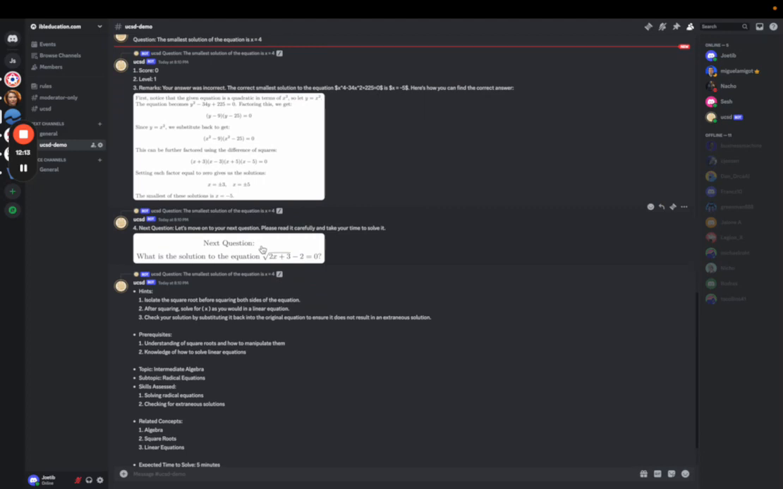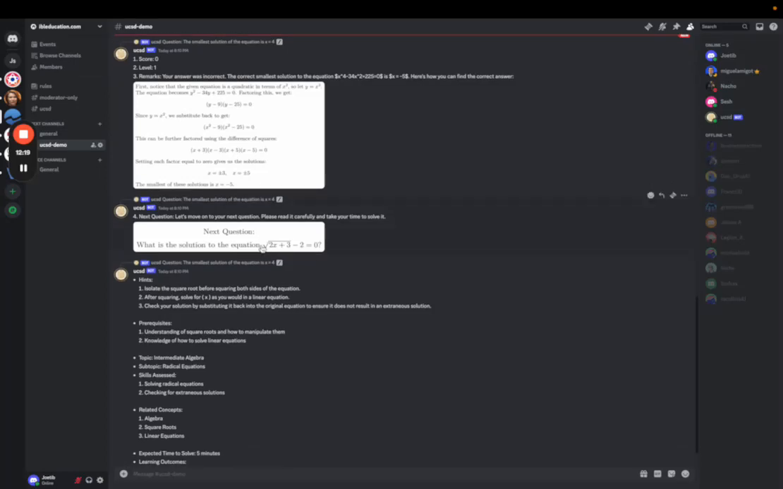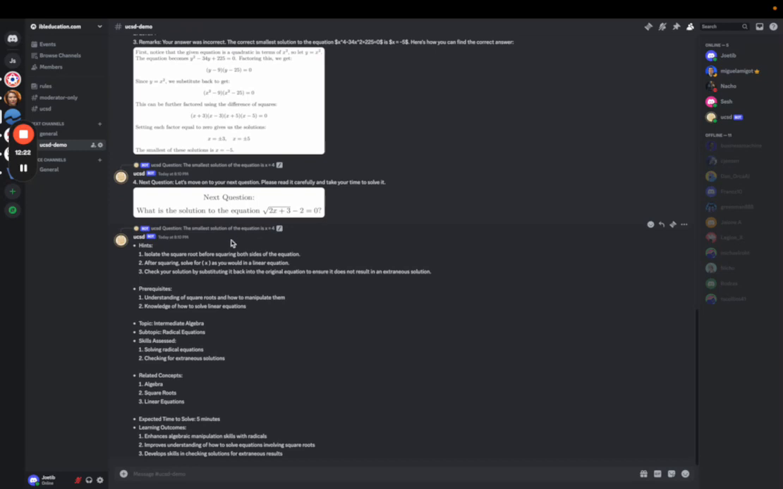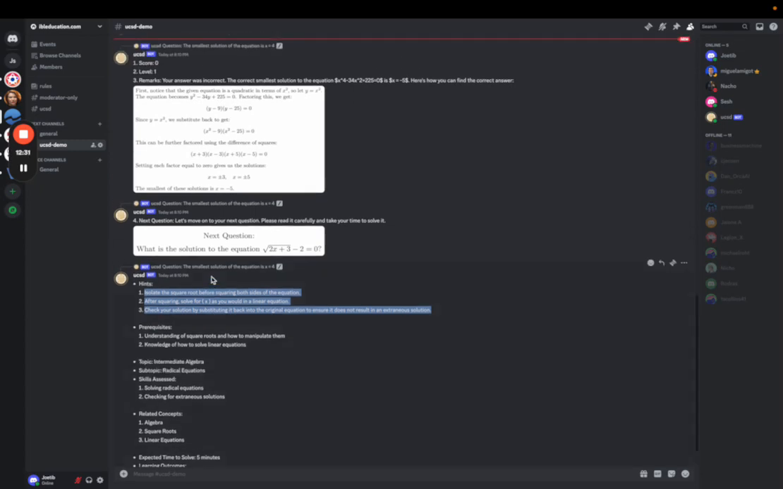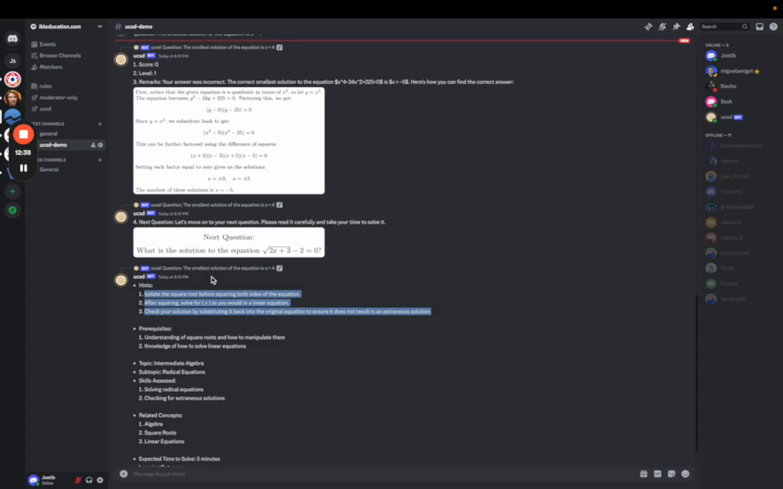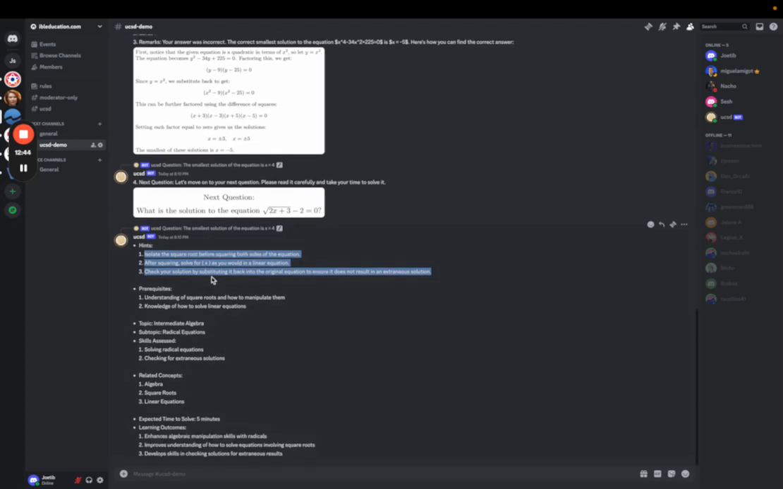Root of 2x plus 3 minus 2 equals 0, and then I'll go about it. Now, of course, I get hints about the question that should at least be able to help me solve it. And depending on, as I mentioned earlier, the number of questions I get right at a level consecutively, I get upgraded to higher levels and receive tougher questions.